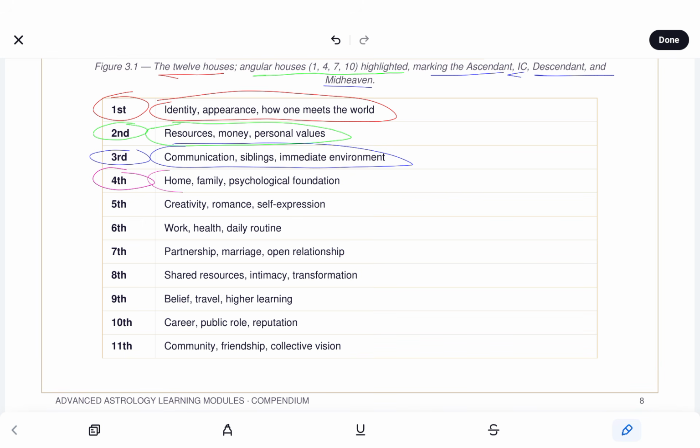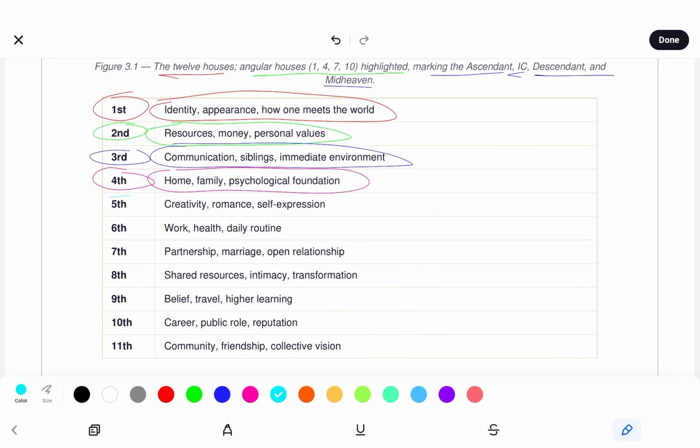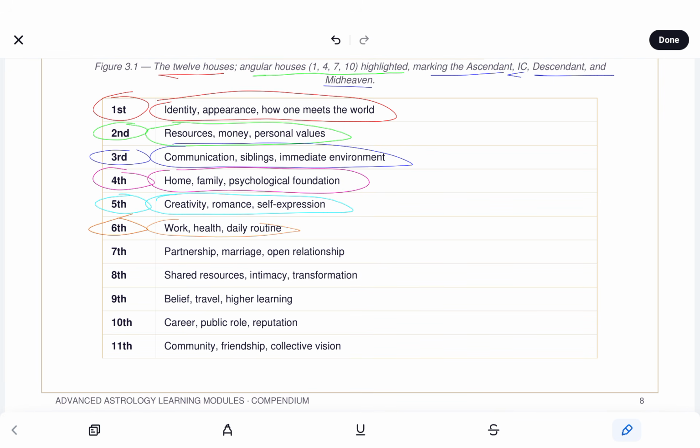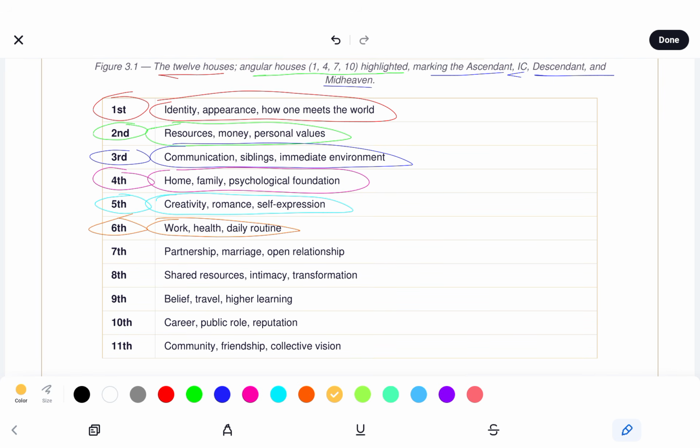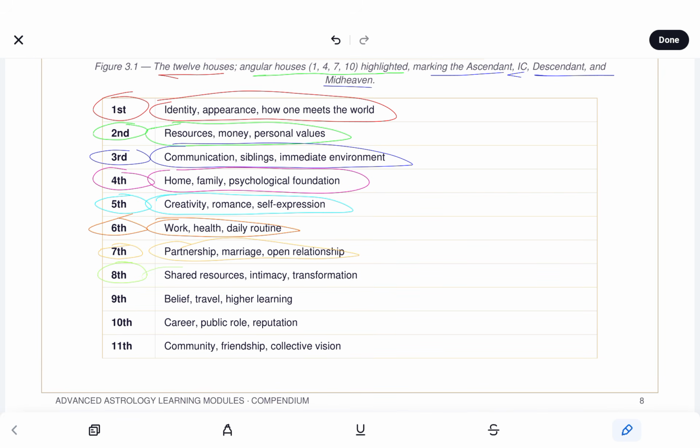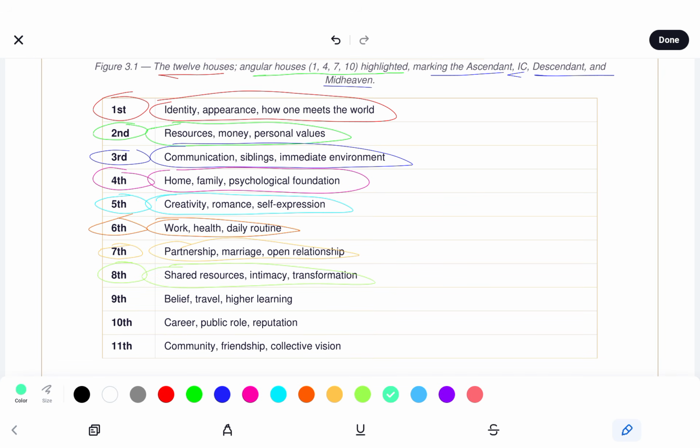Fourth house is home, family, psychological foundation. Fifth house is creativity, romance, self-expression. Sixth house is work, health, daily routine. Seventh house is partnership, marriage, open relationship. Eighth house is shared resources, intimacy, transformation. Ninth house is belief, travel, higher learning.